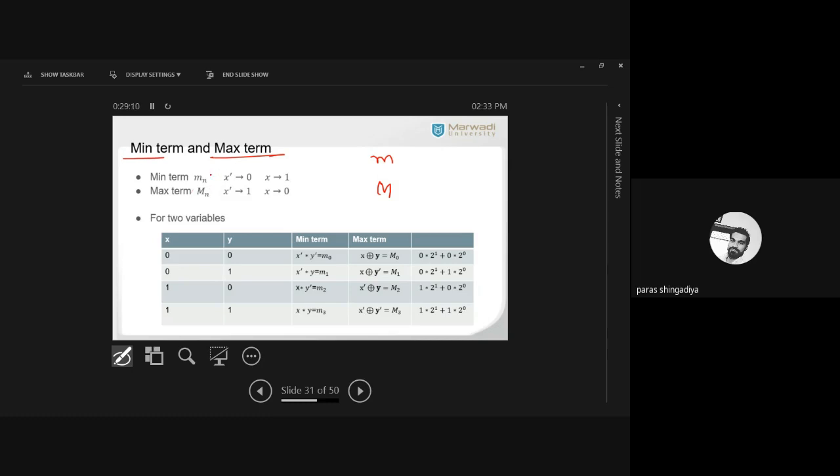Clear? In the min term, x dash means 0, and x means 1. We consider x dash as the 0 form, and x, the normal variable, will be 1. And in max term, it's reverse. Clear? X dash will be 1 and x will be 0. And now in the next procedure, we'll predict the answer of min term and max term, okay, for the two variable case.